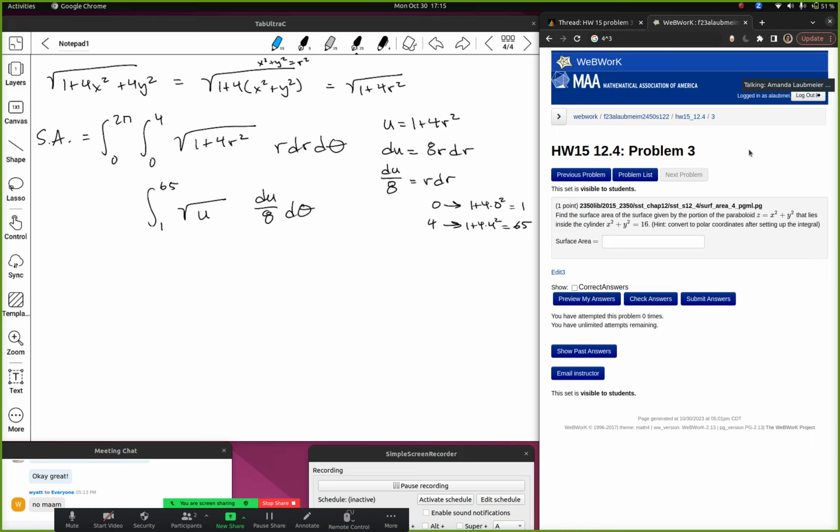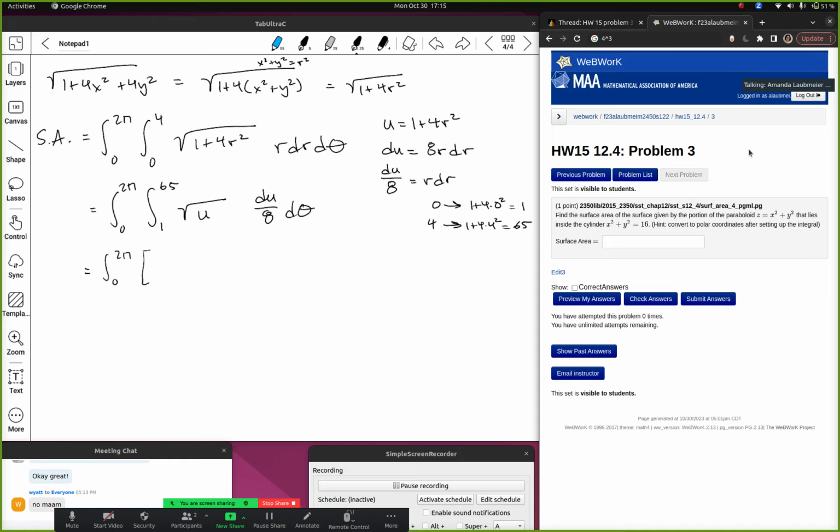And since I did this replacement at the start, I don't have to worry about swapping my variable back at the end. And this was only a substitution in r, so my theta bounds stay the same. So then this is going to be 0 to 2 pi.